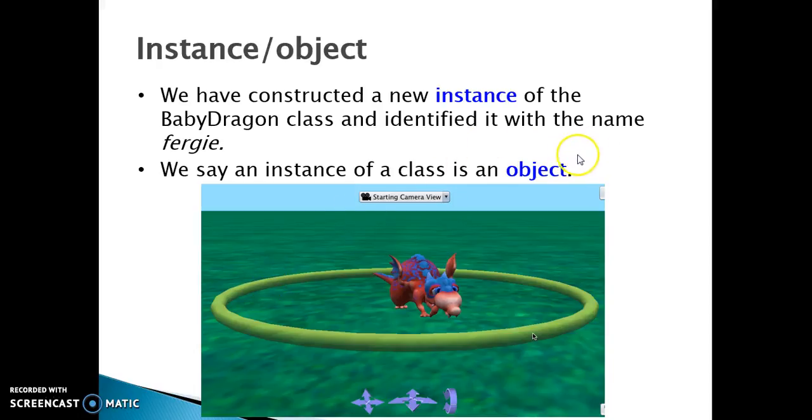So what you've just done is you took a new instance of this class. There's something called a baby dragon class. So that's called instantiating. I will type it up on the board for you. Instantiating the baby dragon class. You chose a member of the class, okay? And you've called it Fergie for some reason. So an object is defined as an instance of a class. That's just some programming language for you.